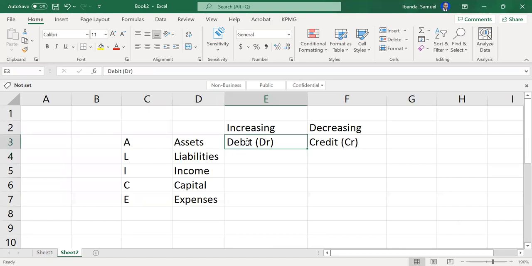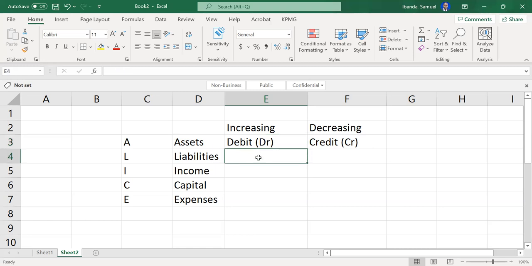So when assets are increasing, we debit them, and when they are reducing, we credit them. Assets increase when we buy a new asset, like a motor vehicle, a building, or land. They can also reduce when we sell these assets. Assets can also increase when cash comes in, or we get a bank loan. Cash in bank is also an increment in the assets. So it's very important for us to know those situations and when to debit and credit.